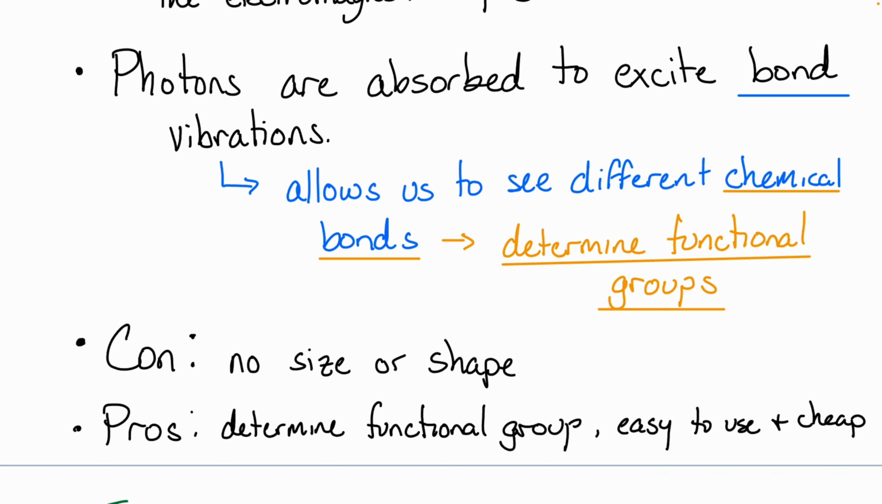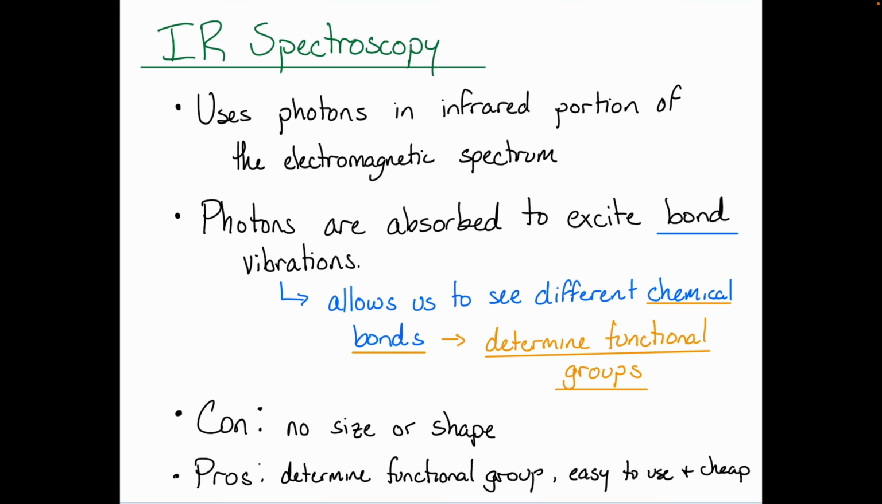So those are the pros. We get functional group information. For this other stuff, the size and shape of our molecule, we're going to have to use different experimental techniques that we'll cover later. This one right here again allows us to determine functional group. That's what you want to have synonymous in your mind with IR spectroscopy, is that we can determine functional groups. That's the name of the game.